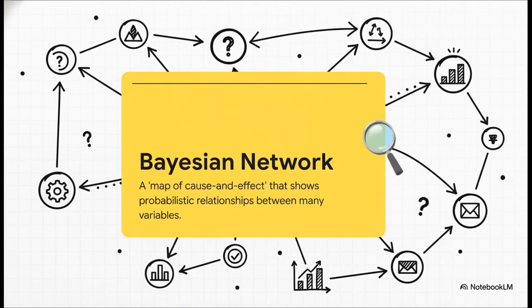So how do you keep all these probabilities organized? Well, algorithms use this incredibly powerful tool called a Bayesian network. You can think of it like a map of cause and effect. It connects all these different variables to show how a change in one thing affects the likelihood of another.